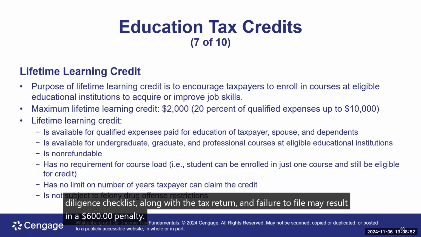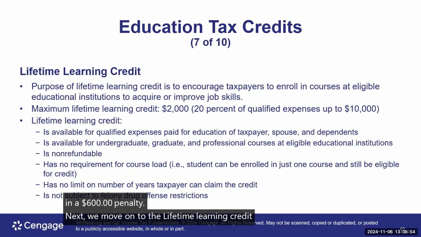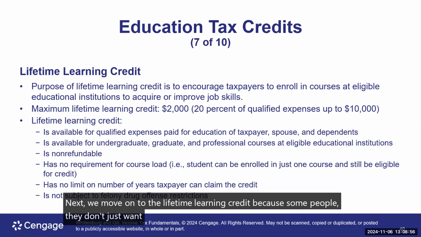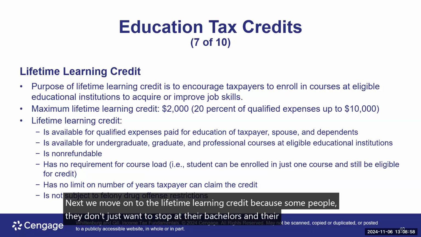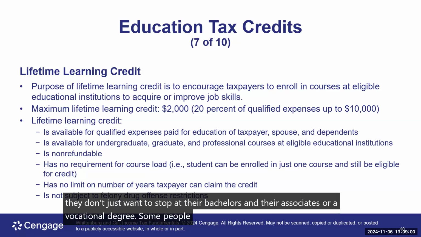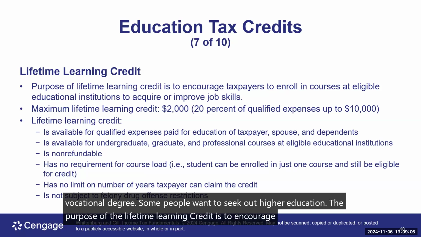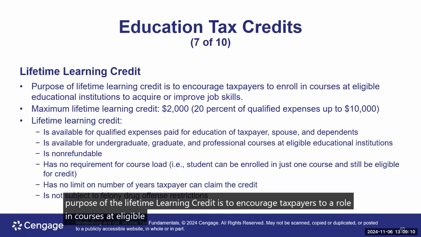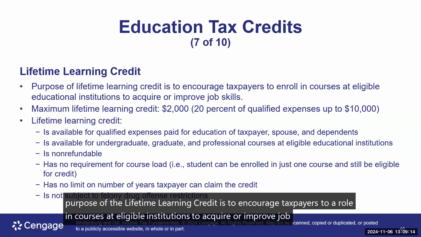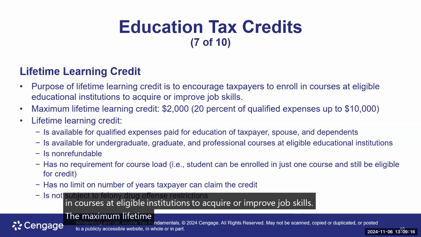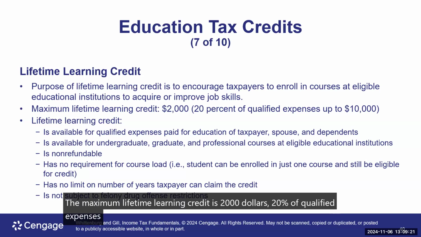Next, we move on to the lifetime learning credit, because some people don't just want to stop at their bachelor's or associate's or a vocational degree. Some people want to seek out higher education. The purpose of the lifetime learning credit is to encourage taxpayers to enroll in courses at eligible institutions to acquire or improve job skills. The maximum lifetime learning credit is $2,000, which is 20% of qualified expenses up to $10,000.